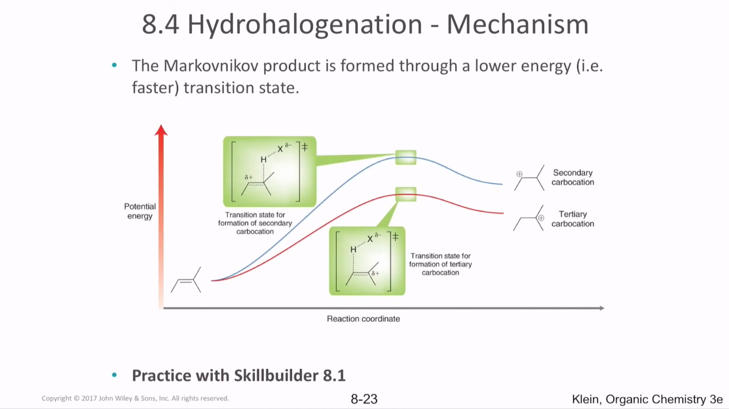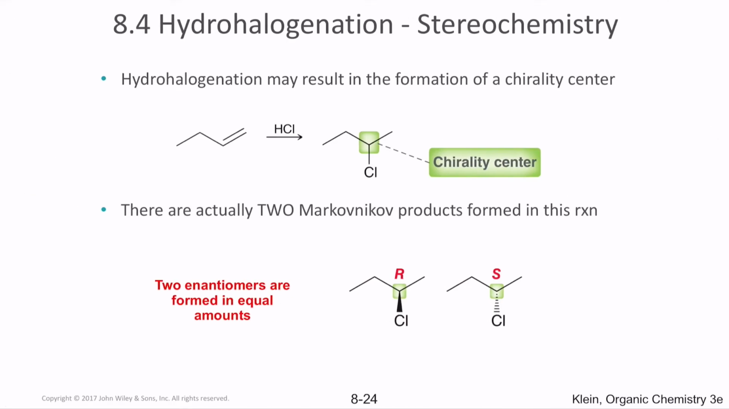Now, which is more favorable? Secondary carbocations are generally less favorable and tertiary carbocations are generally more favorable. Remember that positive charge always likes to stay on the more substituted carbon. So that's the reason why this reaction involves the Markovnikov pathway rather than the anti-Markovnikov pathway.